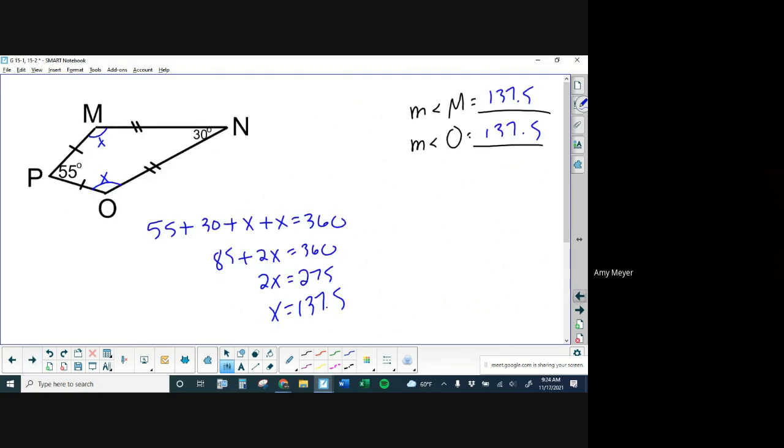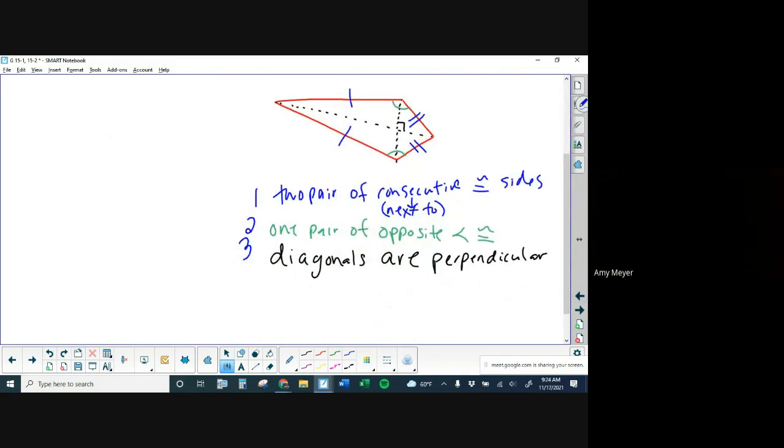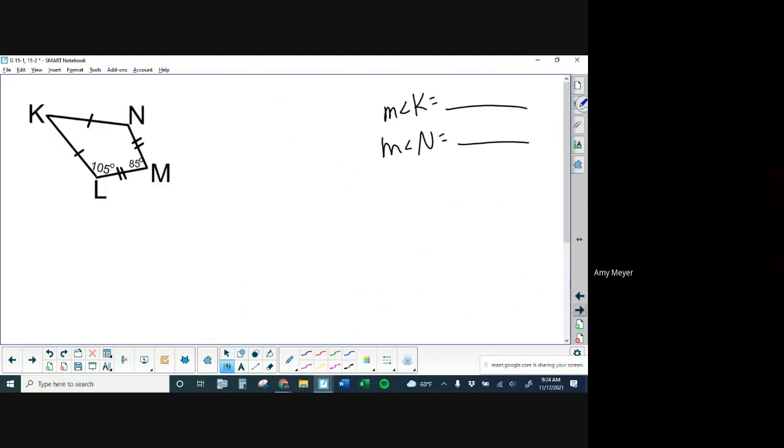Okay, so we're not understanding our properties. Do I want to know about sides? Do I want to know about angles? Or do I want to know about diagonals in solving this problem? Which do I want to know about? Sides, angles, or diagonals? Angles. I want to know 2 angles.